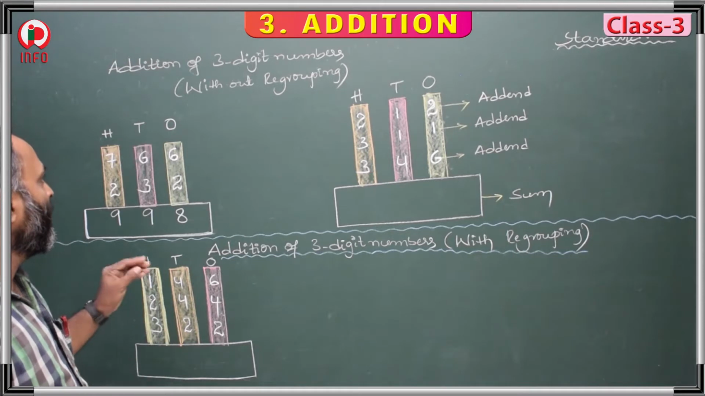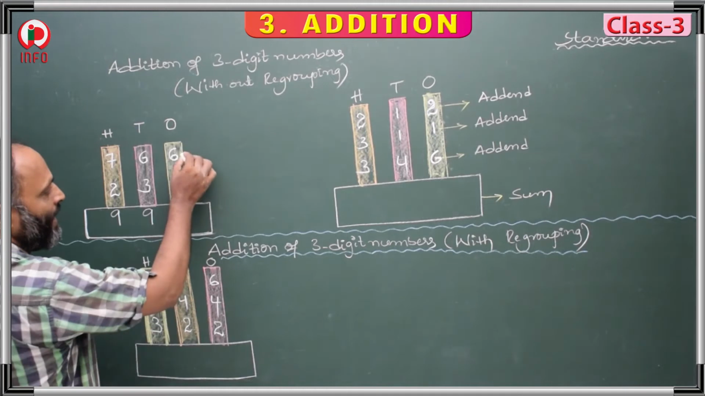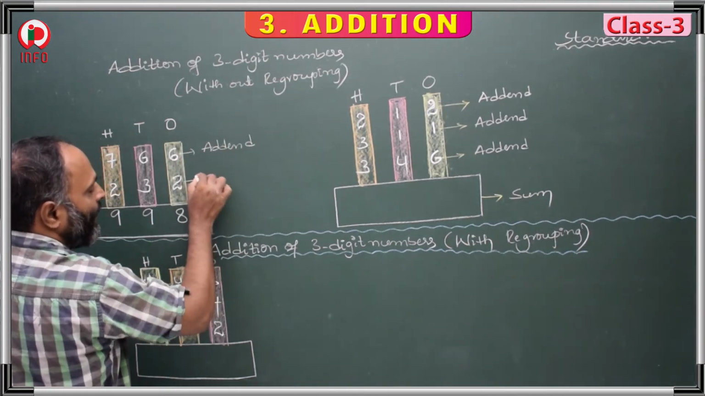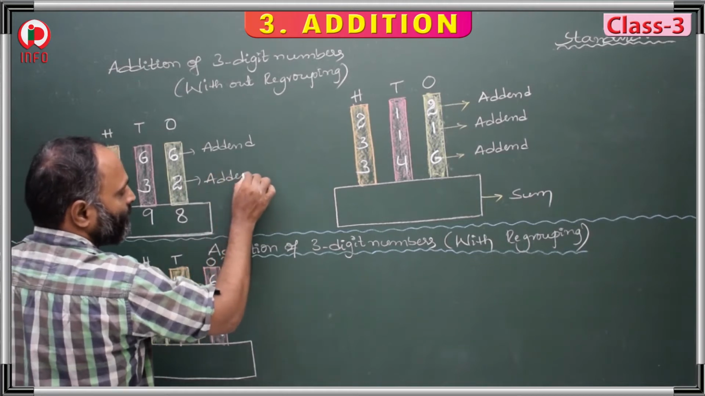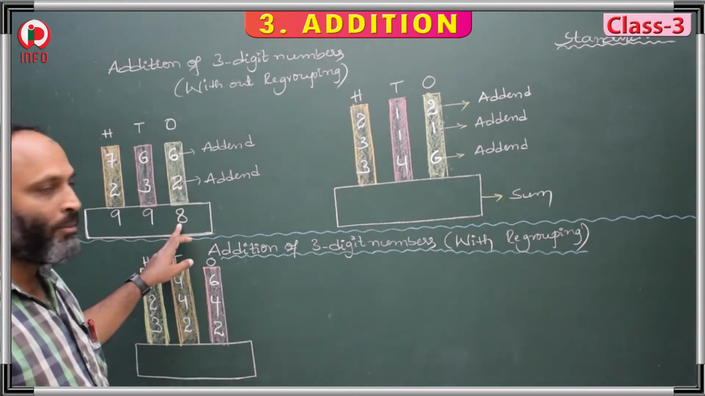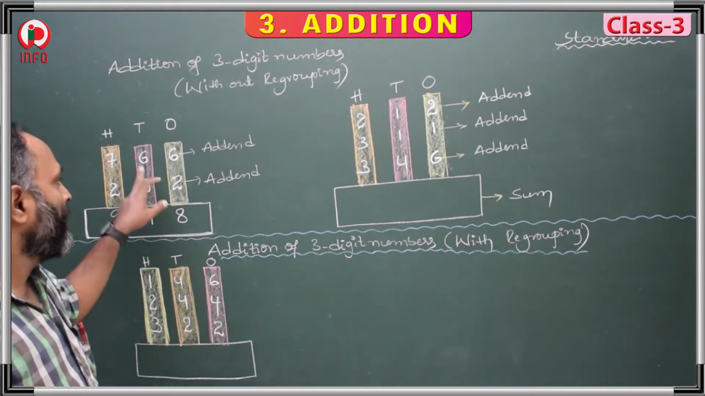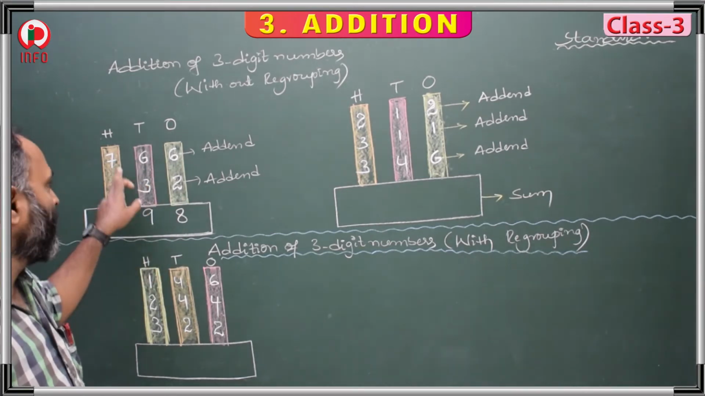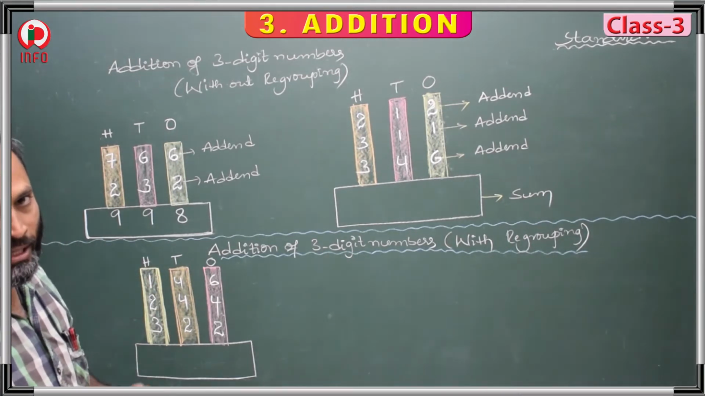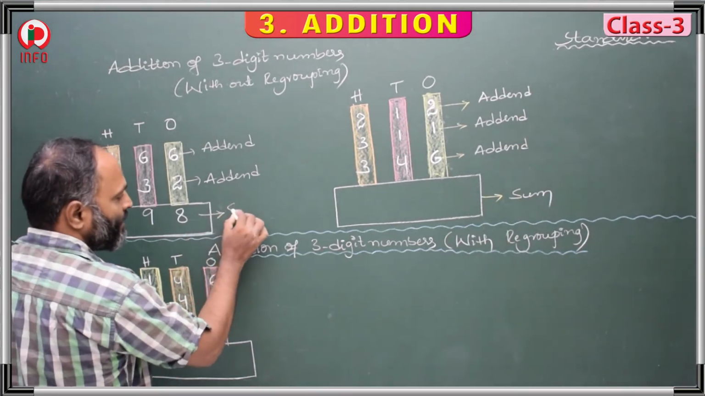Why are we not regrouping here? Because this is the first addend, this is the second addend. When these two addends are added, in the sum we are getting a single digit number only. In ones place we get a single digit, in tens place also a single digit, in hundreds place also a single digit. When single digit numbers are there, no need to regroup it. This is our sum.